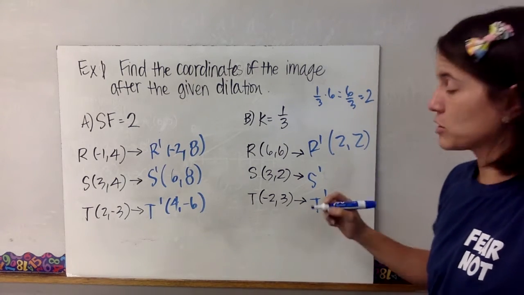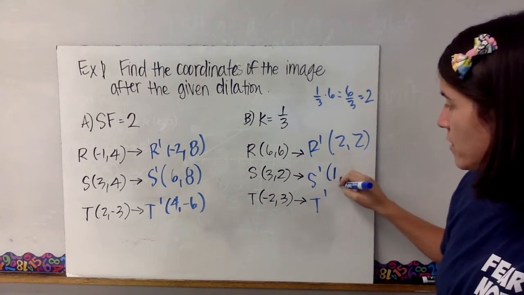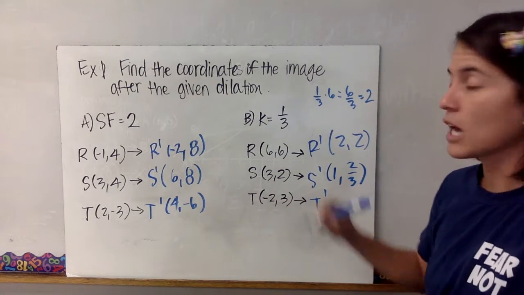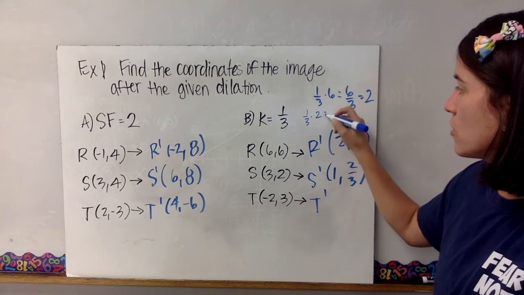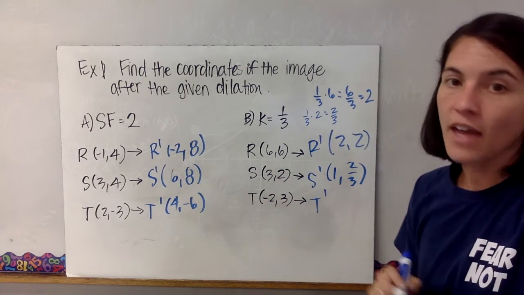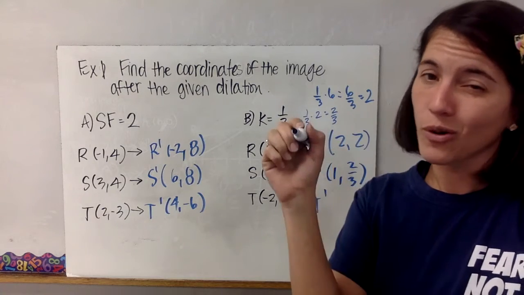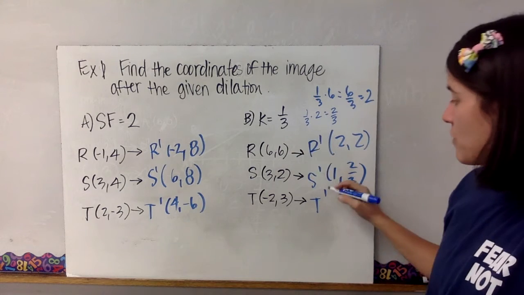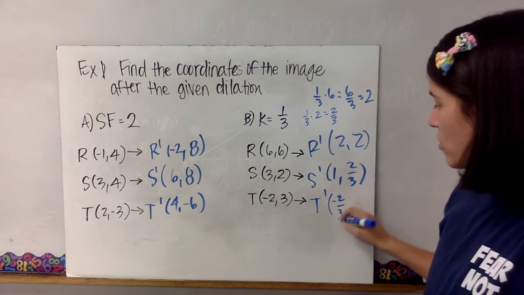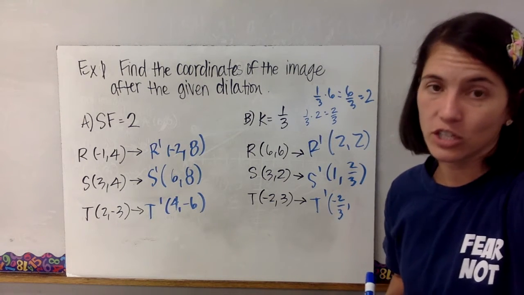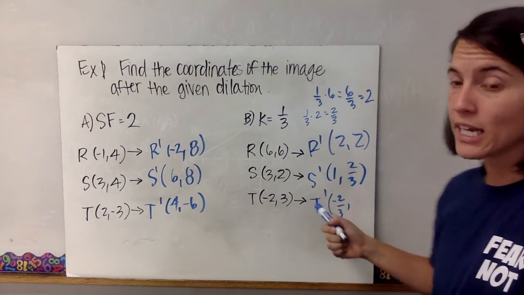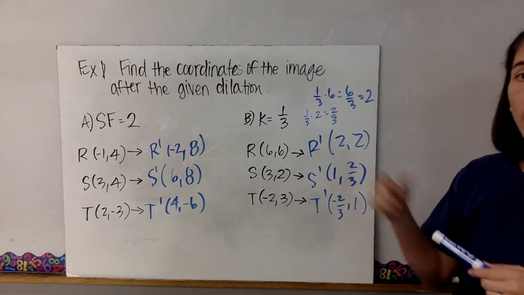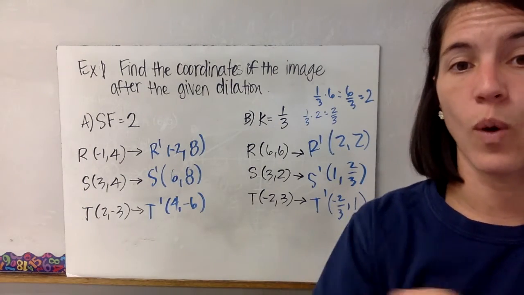S prime, I'm going to multiply 1/3 times 3 is 1, and 1/3 times 2 is 2/3. And it's okay if you have 2/3. If you were graphing it, you wouldn't quite go all the way over to 1. And T prime, negative 2 times 1/3 is negative 2/3. See, it's okay to have negative 2/3. And 1/3 times 3 is 1. Those are the new coordinates for a dilation by a scale factor of 1/3.